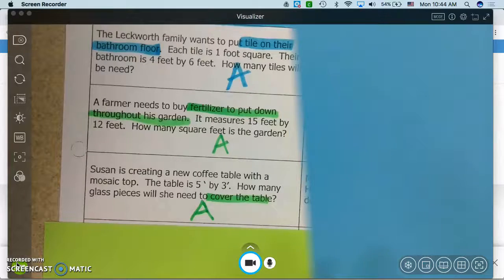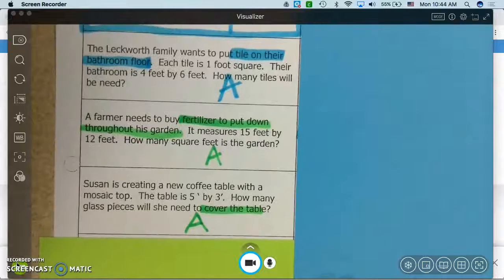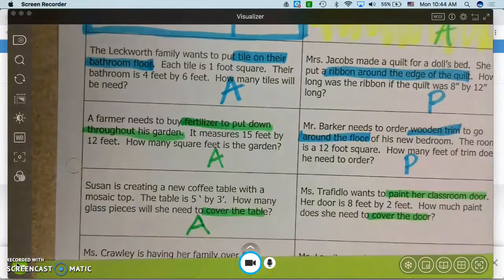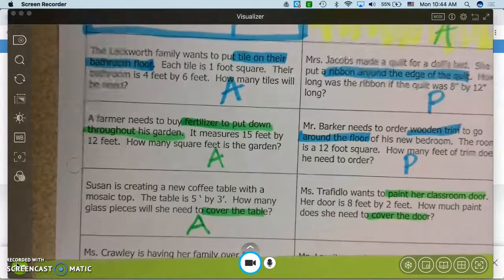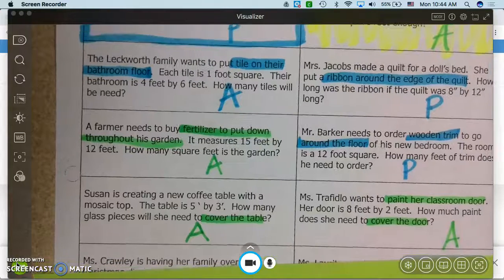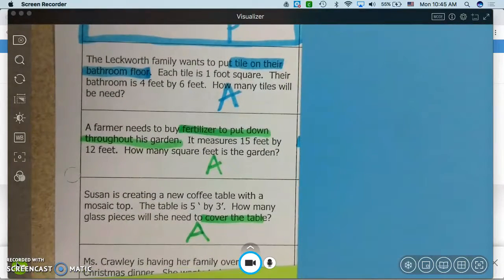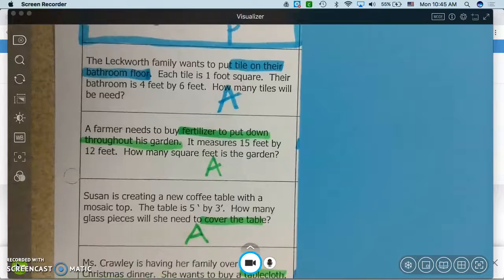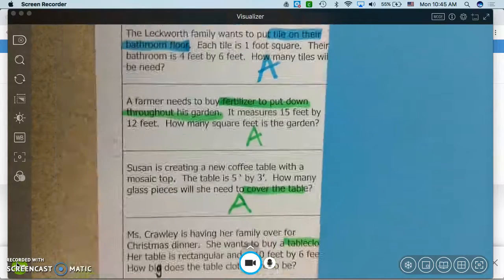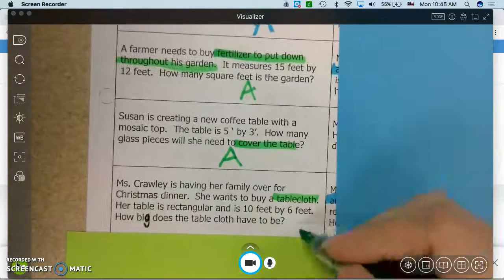All right, the next one says they want to paint their door. If you're painting your door, would that be perimeter or area? Area, good, because you're covering the door, right? Yeah, you want to cover the whole thing. All right, so she's having her family over for dinner and getting a tablecloth. So think about a tablecloth. Would that be area or perimeter? Area. And that was supposed to say how big does the tablecloth have to be. But that would be area.